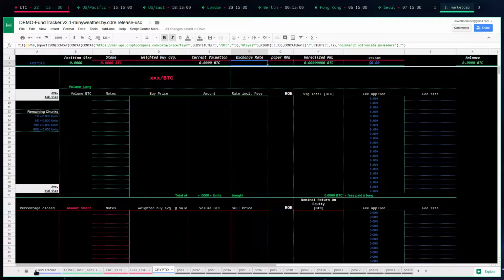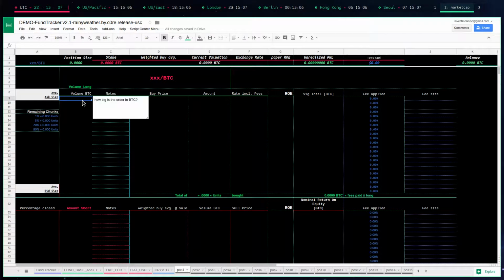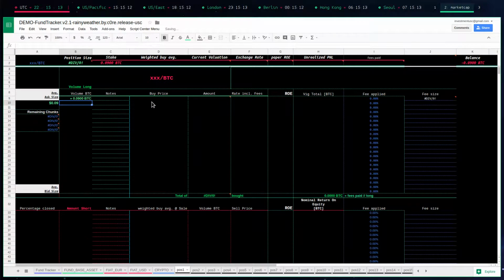So, what we have here is a holding of 0.999 Bitcoin, and we will open a position for, say, 0.09 Bitcoin worth of Neo. We take some Neo. And also the price is, I don't know, we type just 1 Bitcoin for the fun of it.